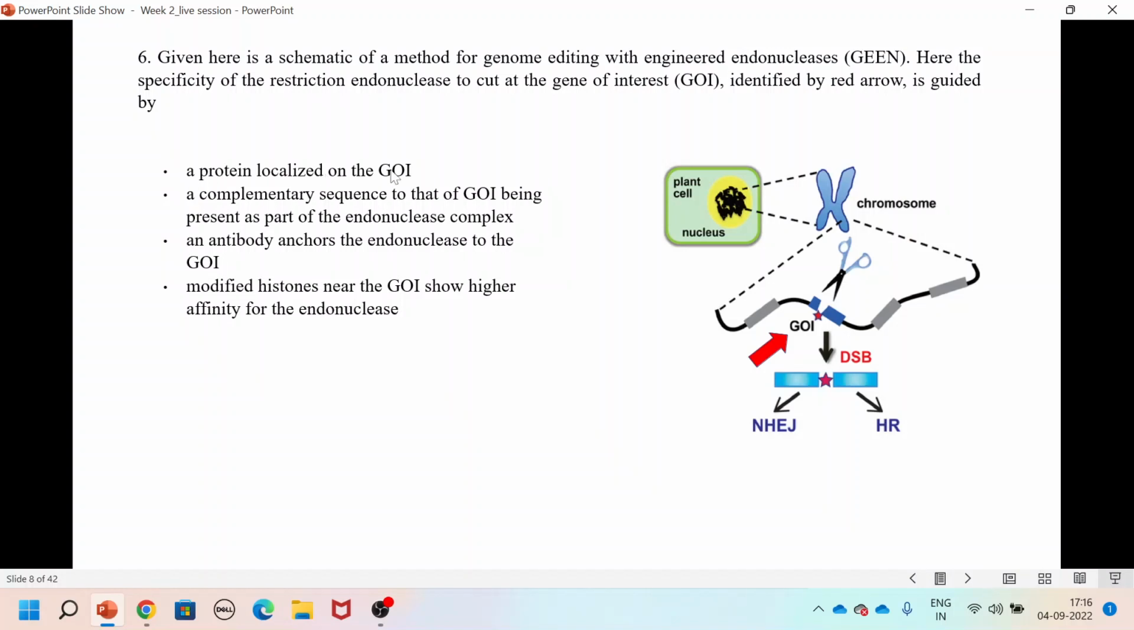Option A, a protein which is localized on the gene of interest. Second, a complementary sequence to that of the gene of interest being present as part of the endonuclease complex. Option C, an antibody anchors the endonuclease to the gene of interest. And option D, modified histones near the gene of interest show higher affinity for the endonucleases.